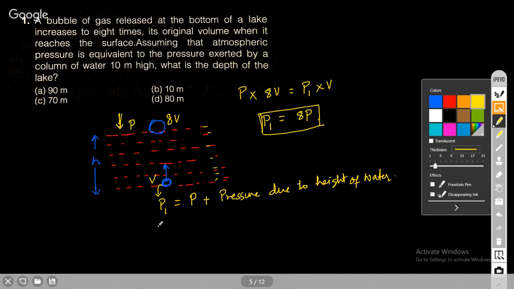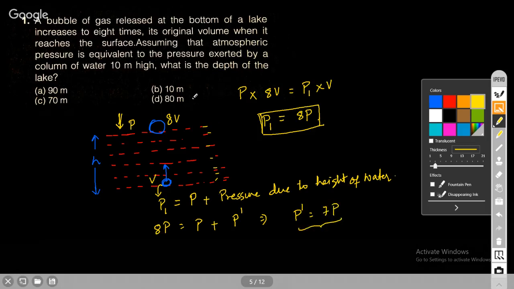And here if I substitute, 8P is equal to P plus the pressure due to the height of the water, which I assume is P dash. So P dash is equal to what? 7P when you solve this, right?